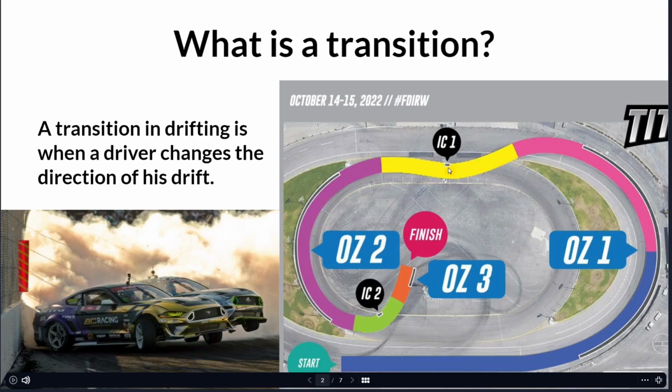Then we'd be drifting to the right, hit inner clip 1, transition again, outer zone 2, then hit inner clip 2 over here, power out to outer zone 3, and finish. So basically, transitioning is just changing the direction where we're drifting.